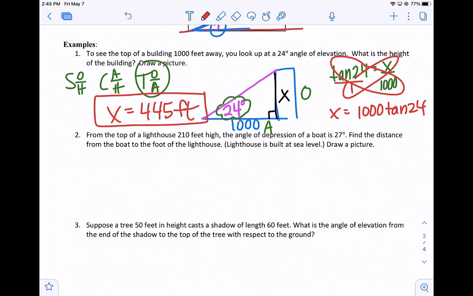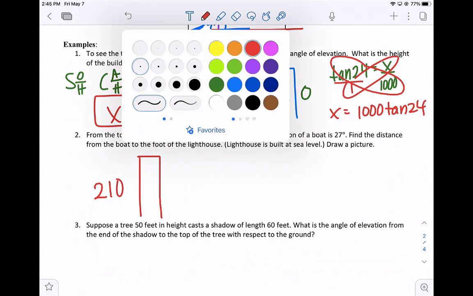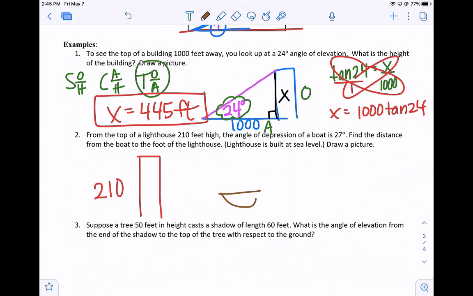Okay, let's try another one. Number 2, from the top of a lighthouse 210 feet high. Okay, so here's my lighthouse, 210 feet high. The angle of depression of a boat is about 27 degrees. So here's my boat. It's in the water. We'll make it in the water here.